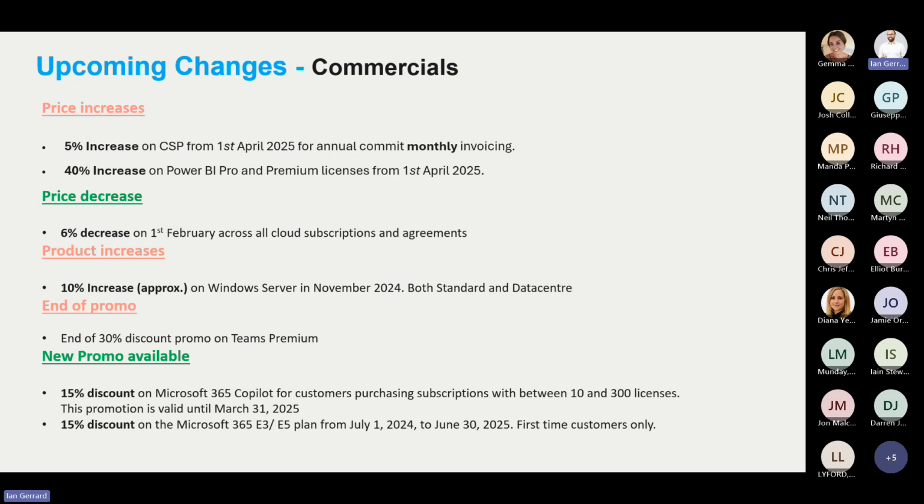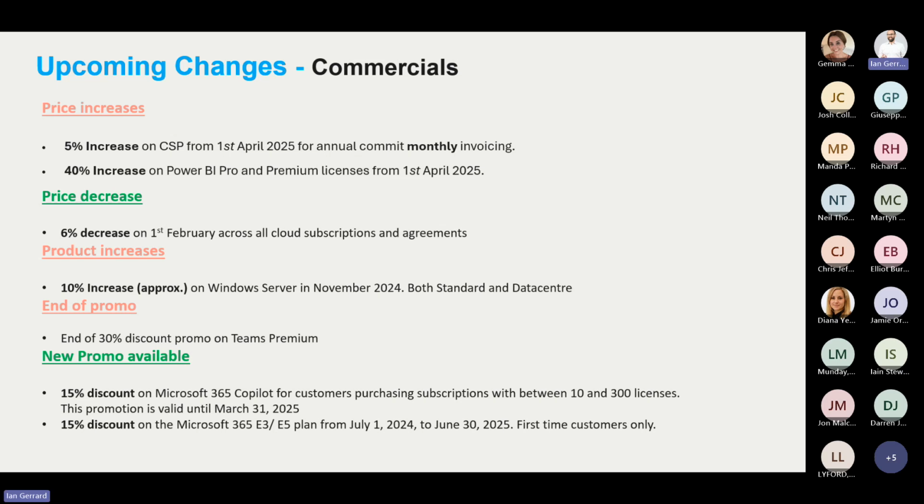The other good news in regards to new promos available. So if you've never bought Microsoft 365 Copilot before, there's a 15% discount if you buy between 10 and 300 licenses up to the end of March. I think there's a fairly good chance that will be extended. But right now, this promotion is available to the end of March. If you're sitting there with just 2 or 3 licenses, please come and speak to us. We'll look to see if we can get an exception for your organization.